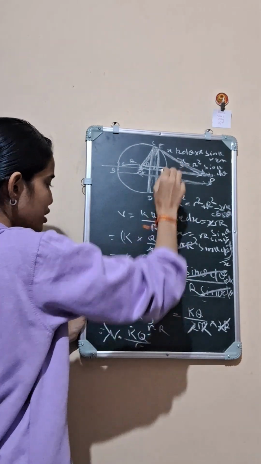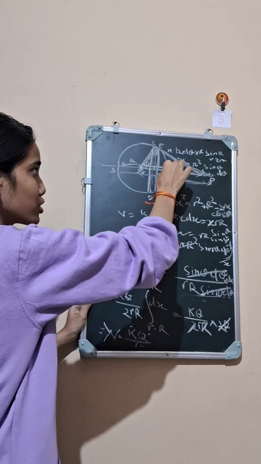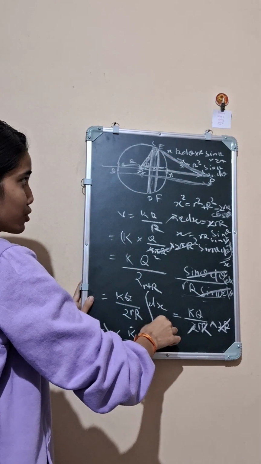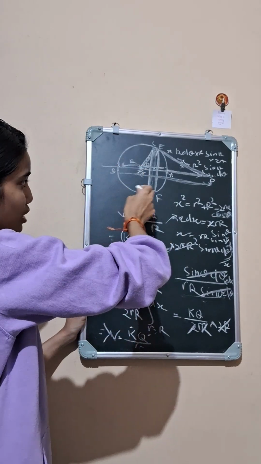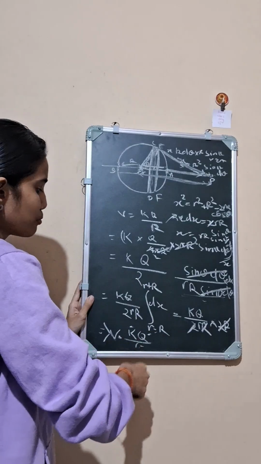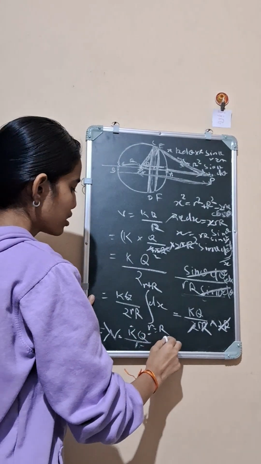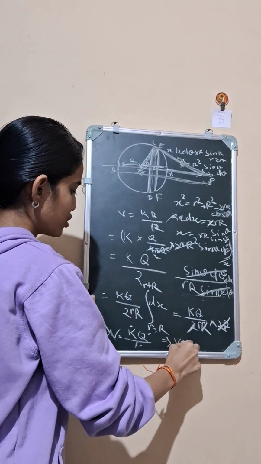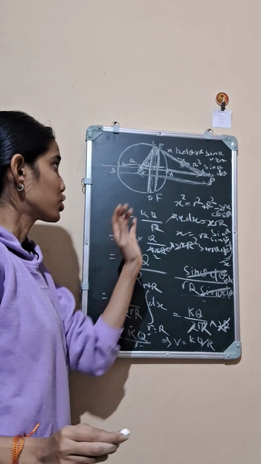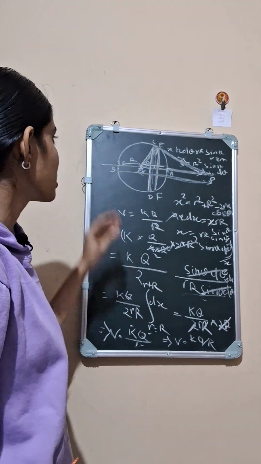And for a point on the surface, we will change the limits. For a point on the surface, the initial ring will have 0 distance, and the final ring will have a distance of 2r. You can integrate it and calculate the same, or you can also just replace small r with capital R and get the value V equals k q by capital R, the potential due to the sphere on the surface.